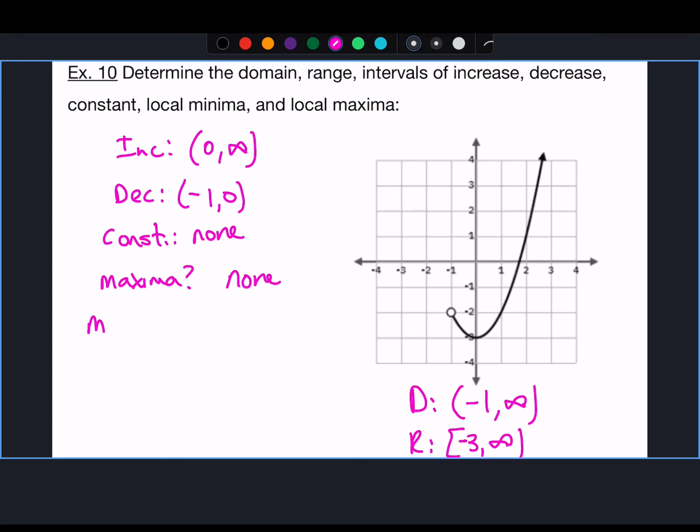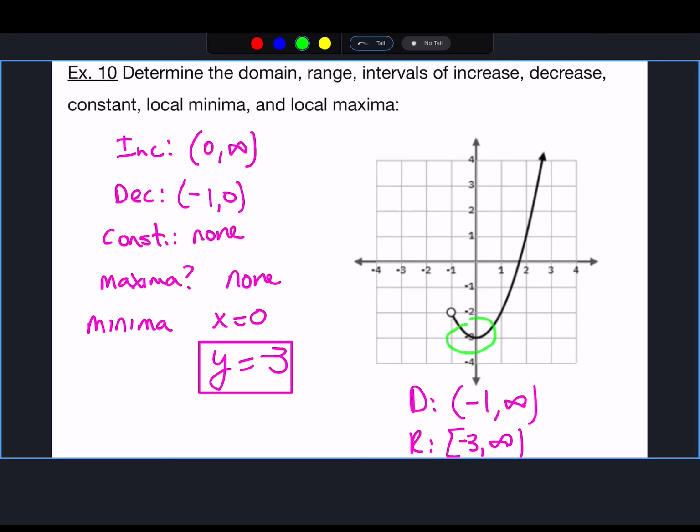What about minima? It happens at -3, or when x equals 0, our minimum is y equals -3. And something that we'll talk about in more formal detail as we move along, particularly chapter 5, I think, is that this local minimum is not just a local minimum. It is the global minimum. It's the minimum for the whole graph. And we'll see that as we move on.